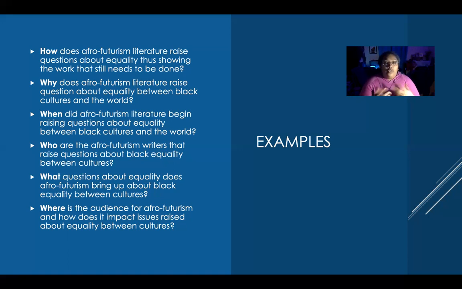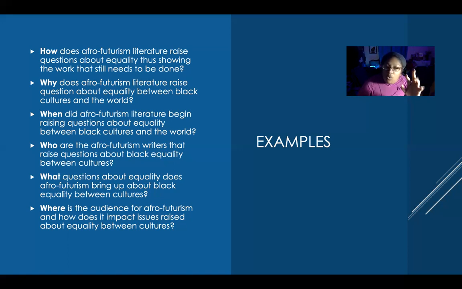Where is the audience for Afrofuturism, and how does it impact related issues raised about equality between cultures? I kind of cheated on the last one because it's really two questions in one, but they fit together, so I put them together.